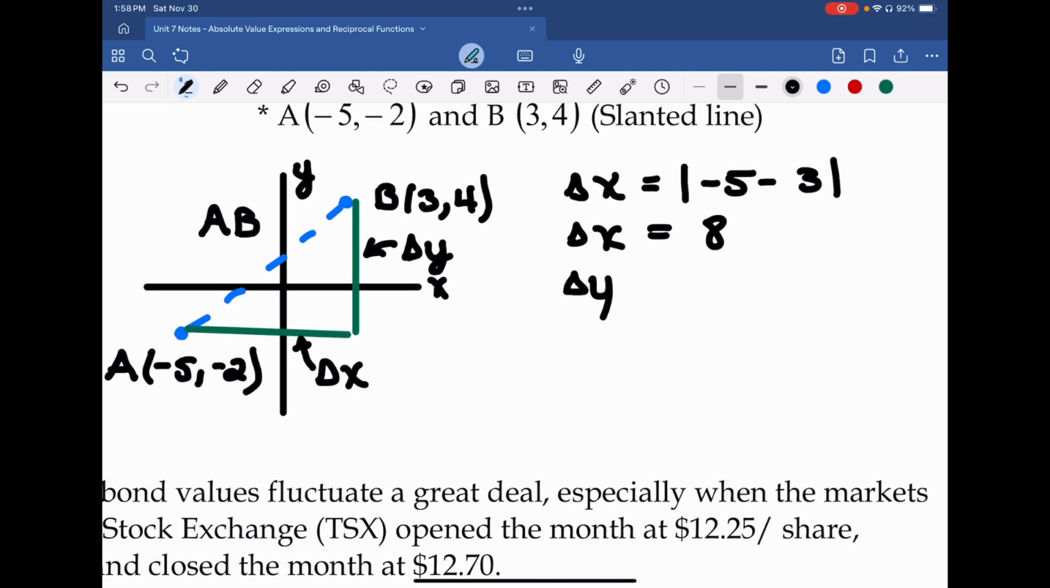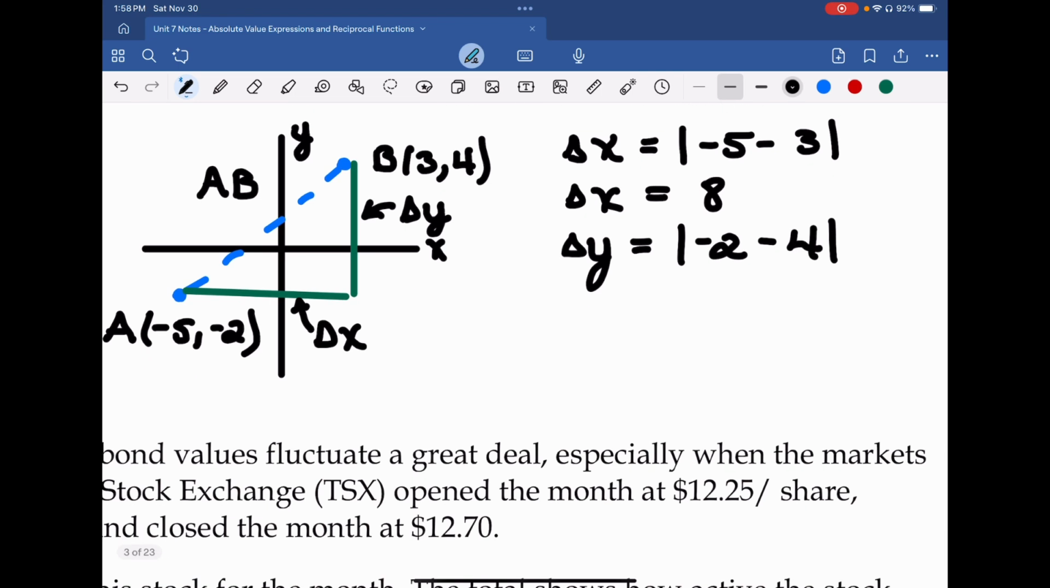We're going to do the same thing for y. Change in y is equal to the absolute value of -2, which is the lowest y value, minus the 4, because we always subtract. Change in y is equal to the absolute value of -6, which is 6.